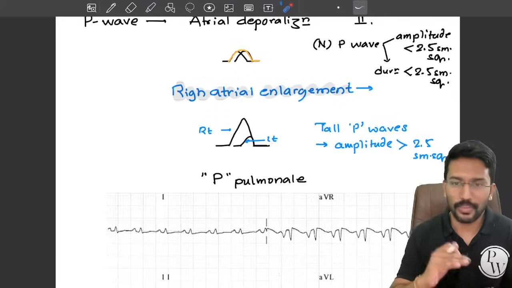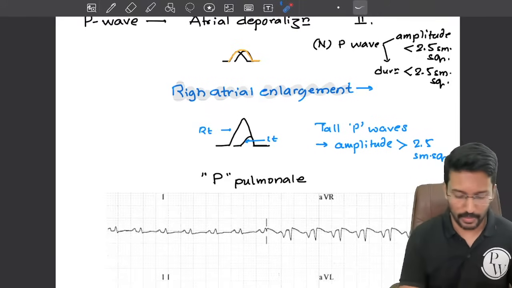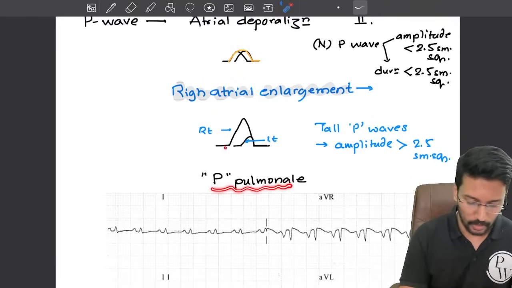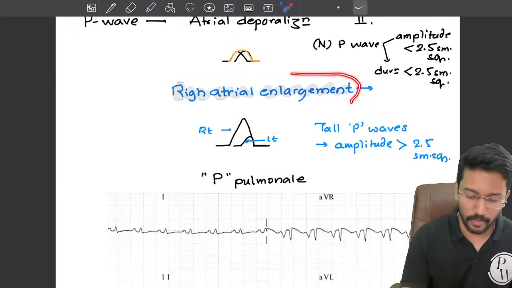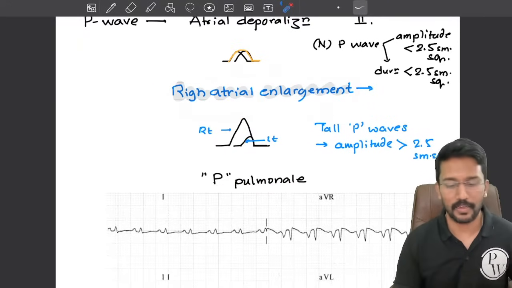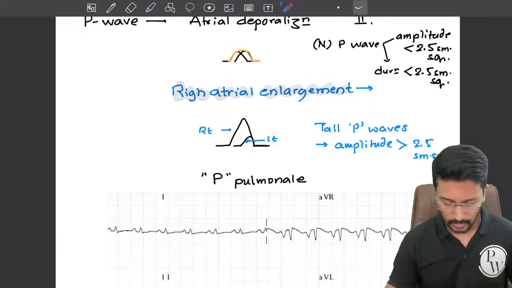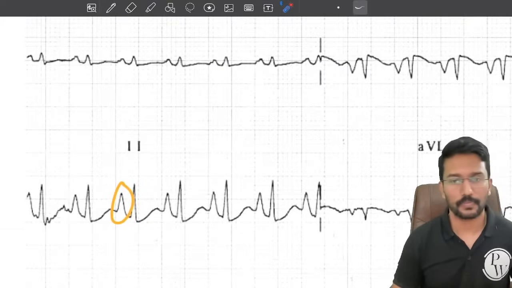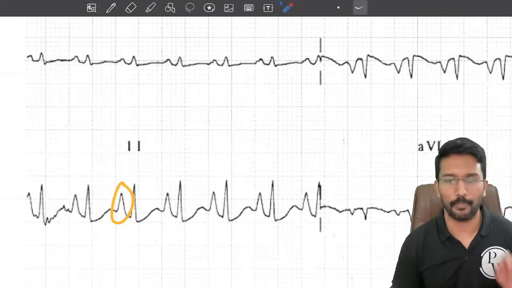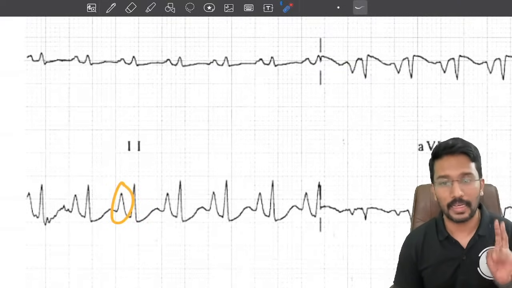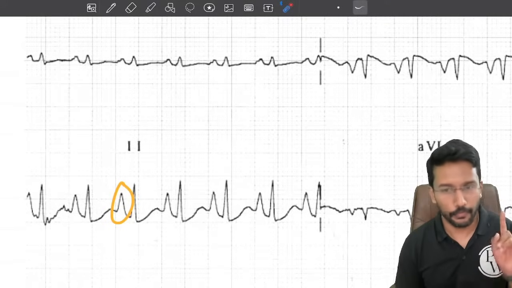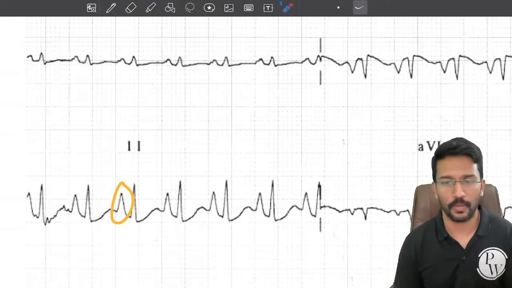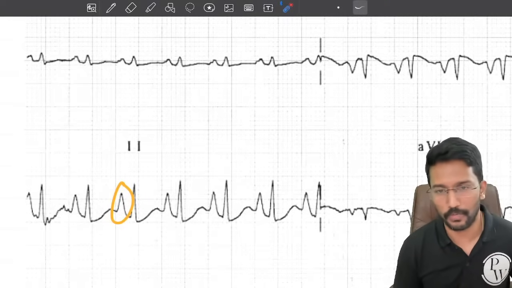Whenever height is more than 2.5 small squares, we call it P pulmonale, tall P waves, and tall P waves indicate right atrial enlargement, right? Like you can see in this ECG. And remember always, the best leads to look for P waves are lead 2 and V1. First choice should be lead 2. And then if you want, you can look at lead V1 also.